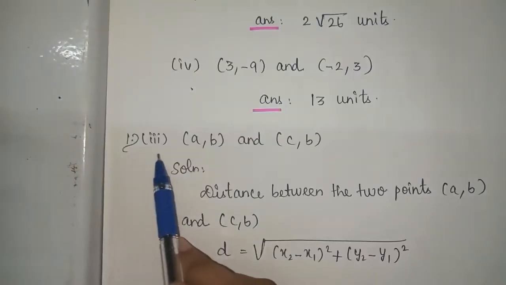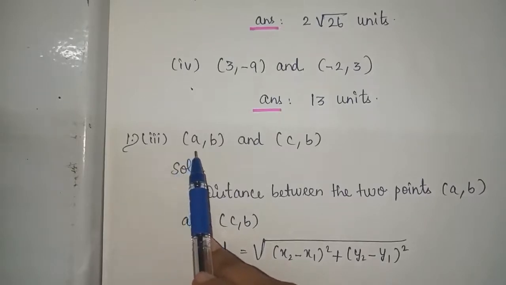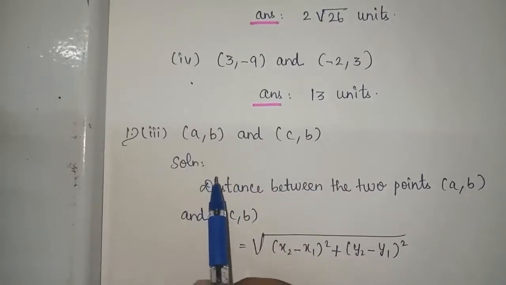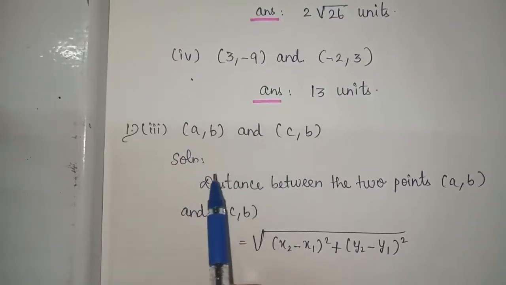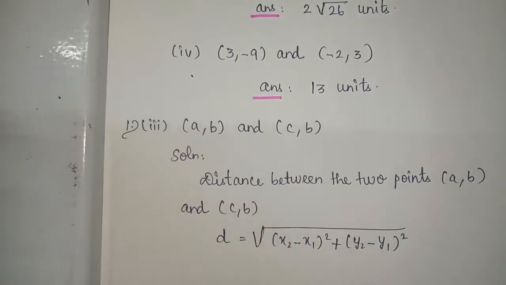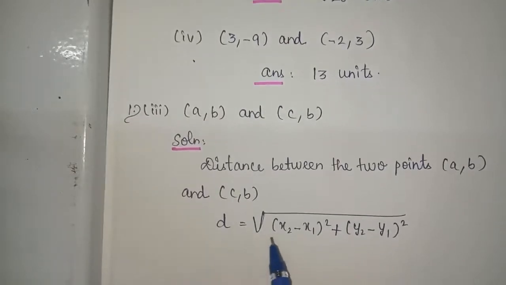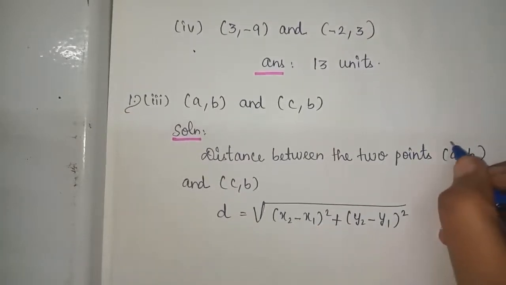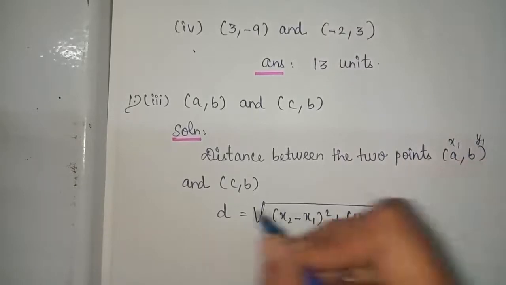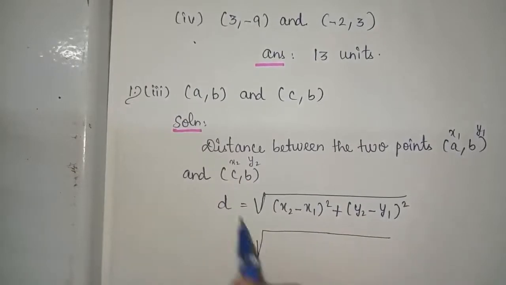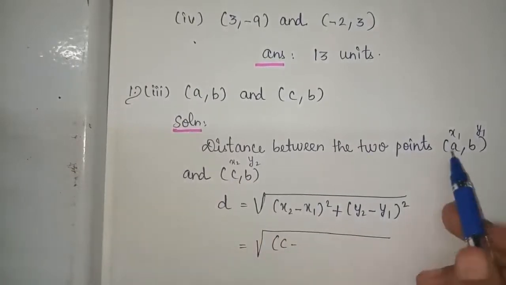Now we are going to see the first one, third subdivision. Here they have given the variables a, b and c, b. In this also you have to find the distance between the two given points. So solution: distance between the 2 points a, b and c, b is equal to the distance D is equal to root of (x2 minus x1) the whole square plus (y2 minus y1) the whole square. This one belongs to x1, y1. This is x2, y2.